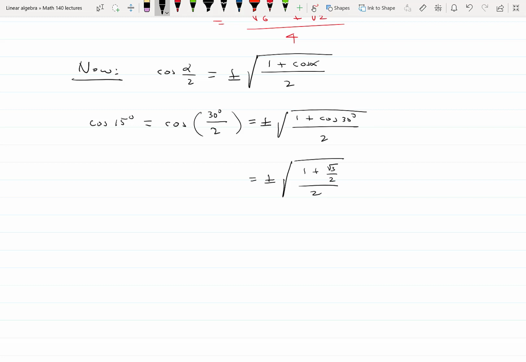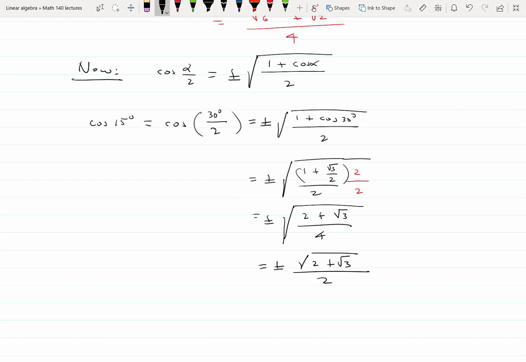Okay, I'm going to do a little algebra on this, a little manipulation that we learned in algebra for the radicals. We're going to multiply by 2 over 2 to simplify things a little bit. So if I distribute the 2 into the numerator, 2 plus radical 3 over 4. And in the denominator, square root of 4 is 2. So this is plus or minus the square root of 2 plus radical 3 over 2.